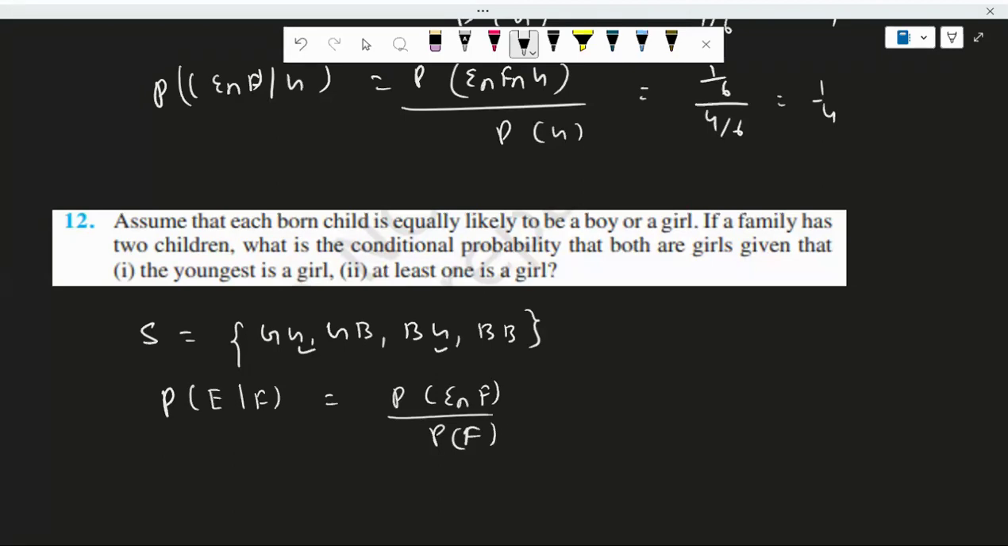2/4, not 2/6. Yes, sir. I was confused. Both are girls and youngest is a girl. So only one outcome is there. So that will be 1/4.